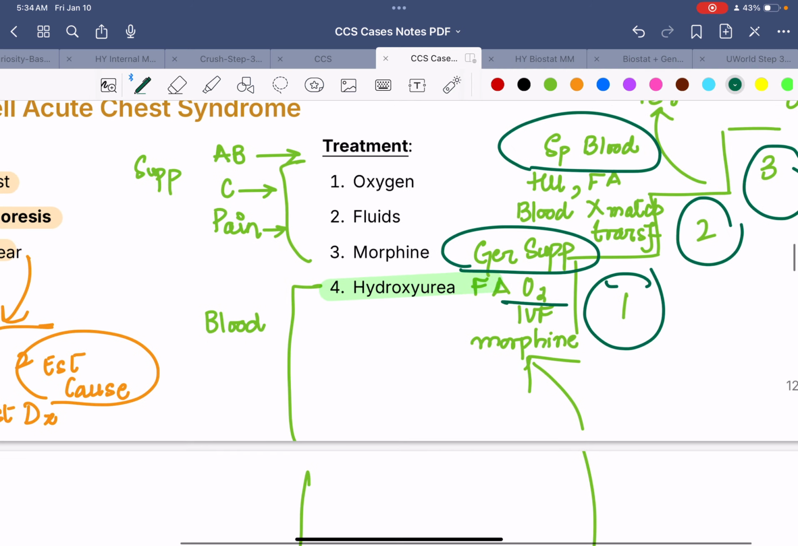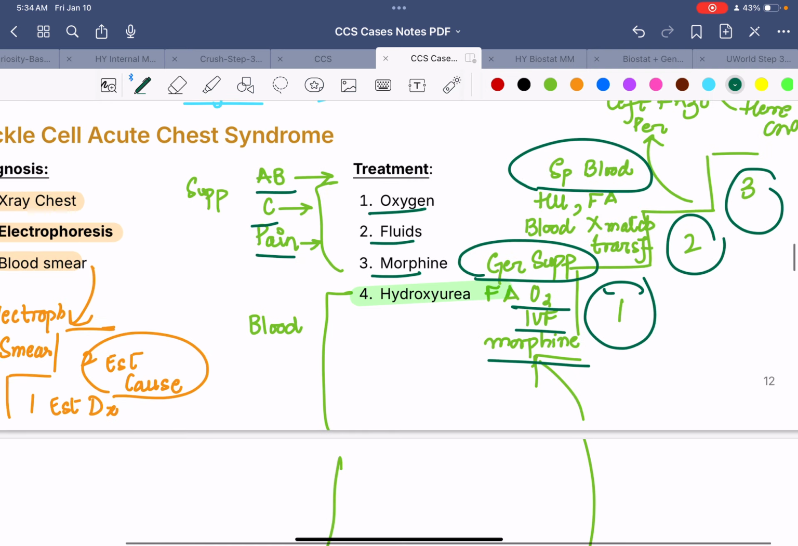For the general supportive treatment, you're going to give him oxygen for breathing, IV fluids for circulation, and morphine for pain control. So oxygen, fluids, and morphine will cover your A, B, C, and pain. Then we have the specific treatment for the blood.